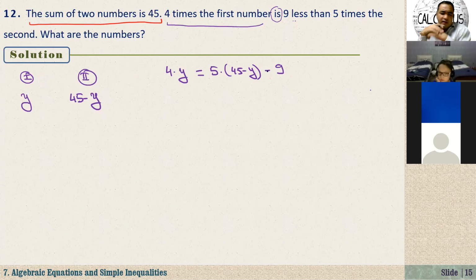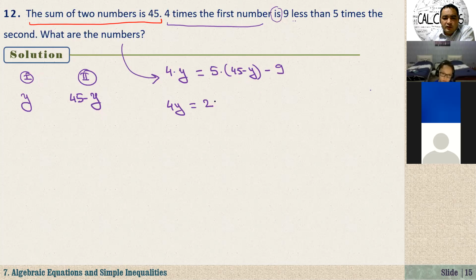What we are doing here, Adilhan, is just translating word problems into algebraic equations. So now we got the equation. We have just translated this word problem into an algebraic equation. And what is the next step? Next step, we have to solve this equation to get the answer. So here we have 4y. Let's expand the right hand side. 5 times 45.